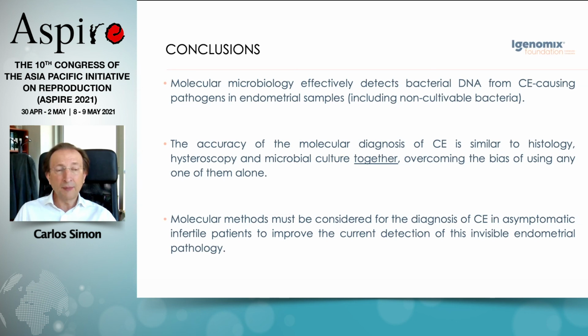And finally, molecular methods must be considered for the diagnosis of chronic endometritis in asymptomatic infertile patients to improve current decision-making of this invisible endometrial pathology. So this is just to add to our knowledge, a different angle on objective diagnosis of a pathology that nowadays is still in the cloud. It's not inflammation. It should have an infection, a microbial infection, and the best way to really determine its presence is by detecting the DNA of the bacteria causing this infection.